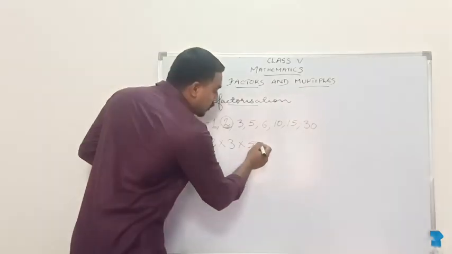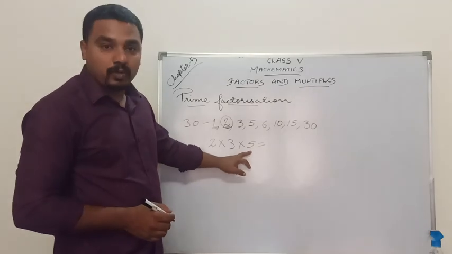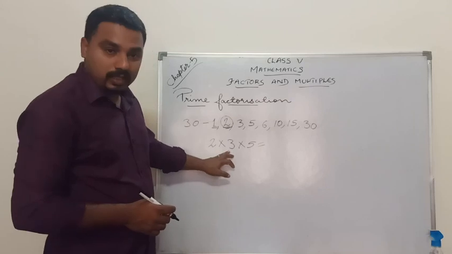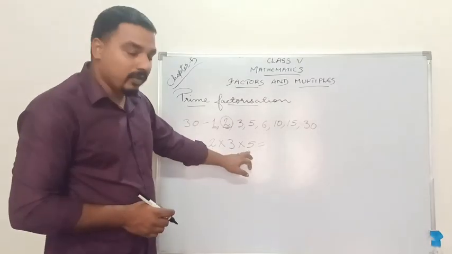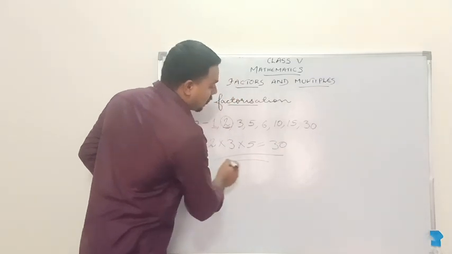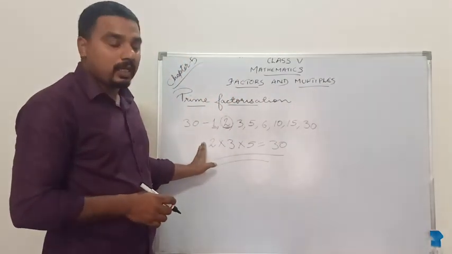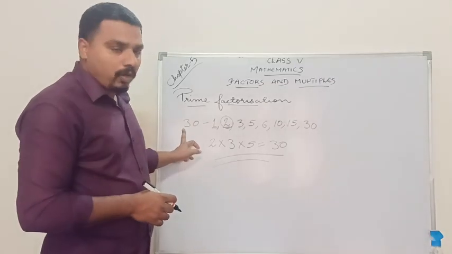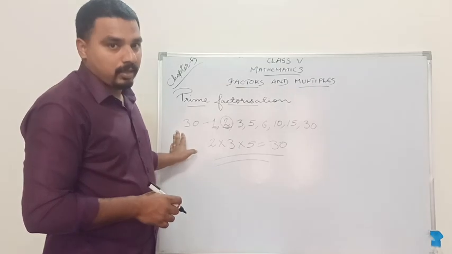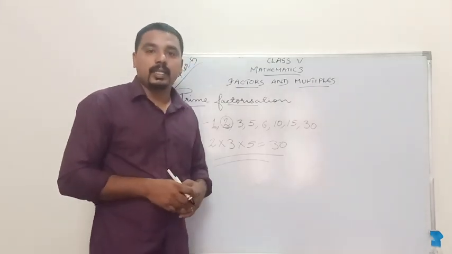Now just multiply and see. All these prime numbers we need to multiply and see how much we will get. 2 into 3 is equal to 6. 6 into 5 is equal to how much? 30. So this is prime factorization. In this way we have to factorize the number. This is also called the listing method. Now we will discuss the factor tree method and the division method.